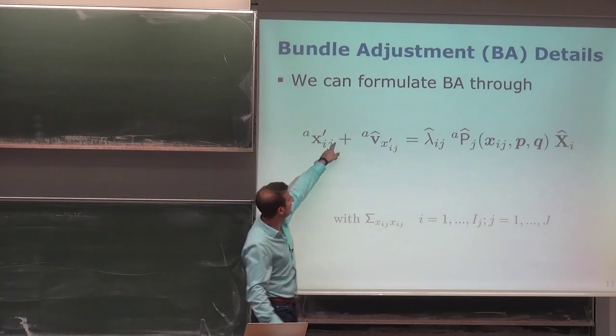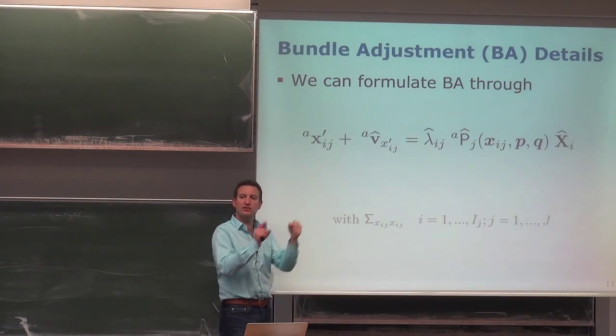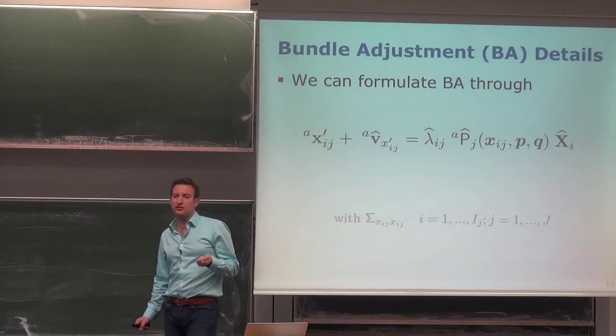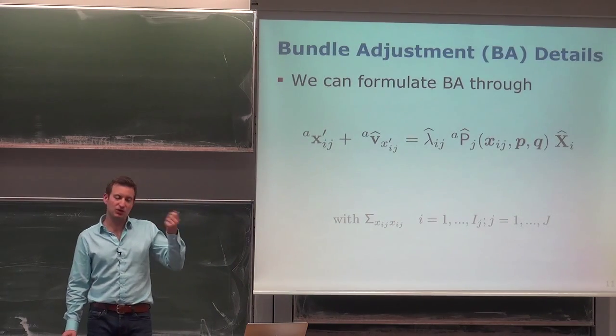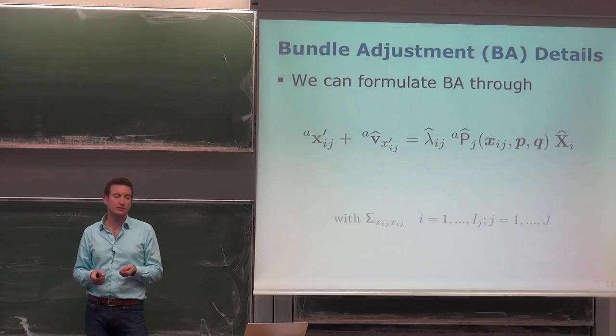So j refers to the image. I take my first image, j is 1, second image, j is 2, third image, j is 3. And i indexes a point which I would take in those images. I have multiple points in my images that I observe.